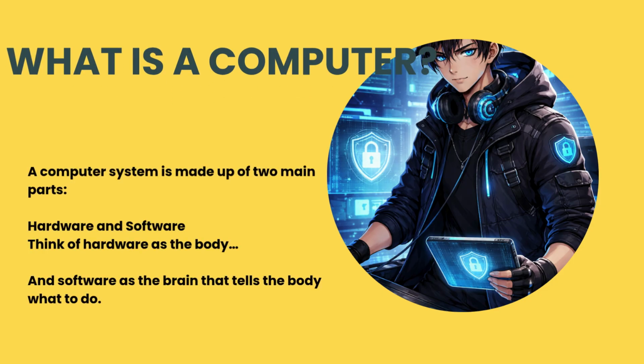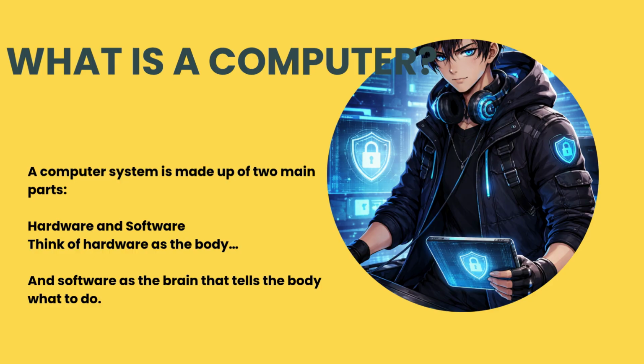So, what exactly is a computer system? At a basic level, it's made up of two main parts: hardware and software. A simple way to think about it is this: hardware is like the body of the computer, while software is like the brain that tells the body what to do. Now, let's start with hardware, which simply means the physical parts you can actually touch.